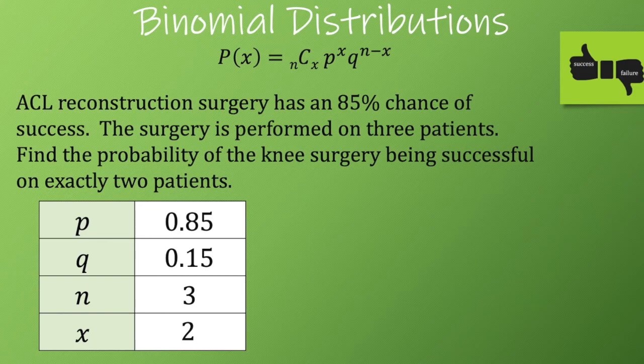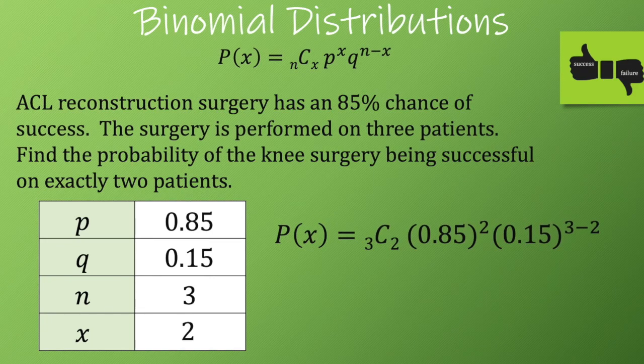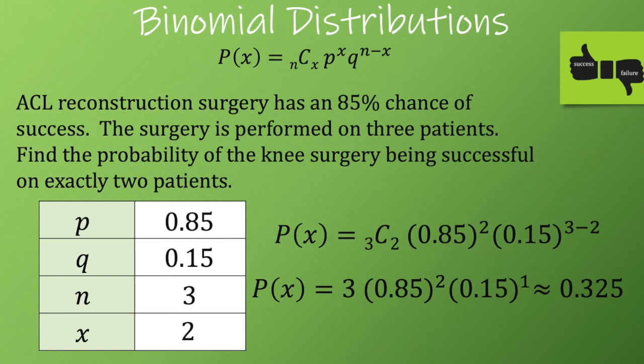So if we put all those numbers into the formula, we have the probability of X equals 3 combination 2 times 0.85 squared times 0.15 to the 3 minus 2. Okay, let's simplify that a little bit. 3 combination 2 is 3, and then we've got 0.85 squared, 0.15 just to the 1 power. And if you plug all that into your calculator, you get the probability of 32.5%.